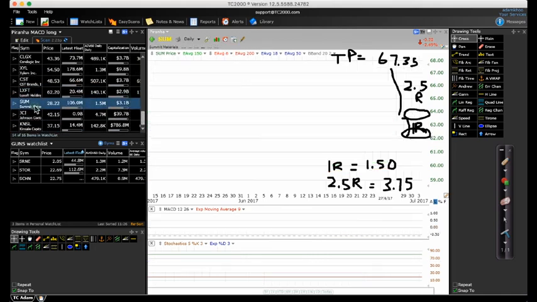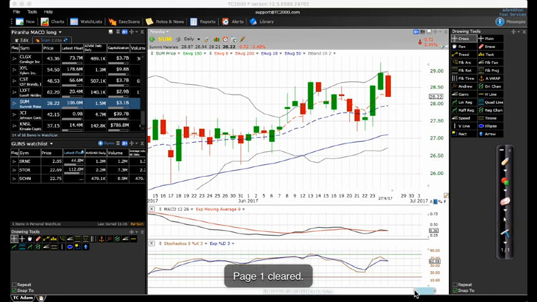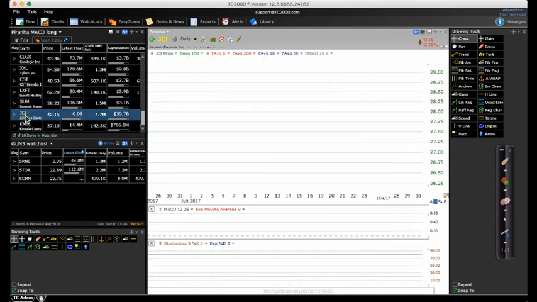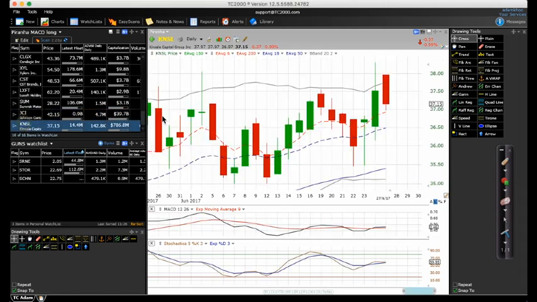Let's go on SUM. Again, I've got my MACD bullish signal, only one of three conditions, right? JCI, we've looked at it before, we don't like that, it's in a consolidation. KNSL.